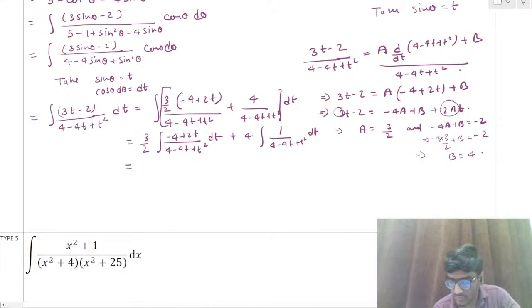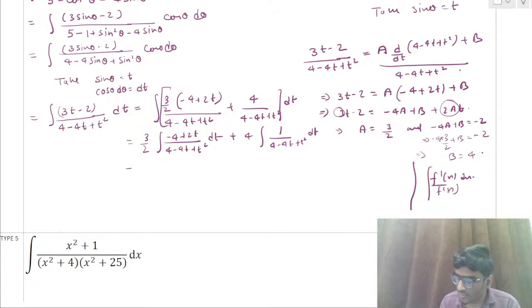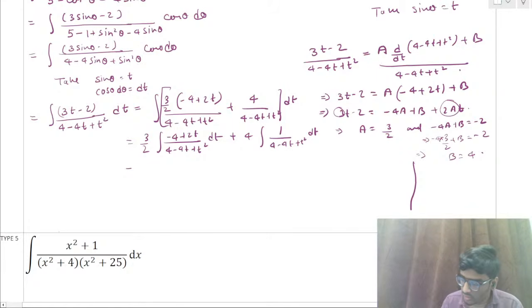Is this line clear? So this integral is of the form f dash x upon f of x. When we encounter this integral, we take the denominator as t. This integral will give log terms, so we are going to integrate separately.